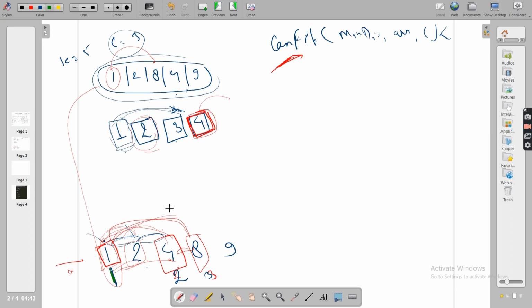If you put the first cow here, because you need a distance of 4, you cannot put the next one here: 2 minus 1, 4 minus 1 is 3. No, you cannot put 8 minus 1, 7 is greater than or equal to 4. So you can put the second cow here.